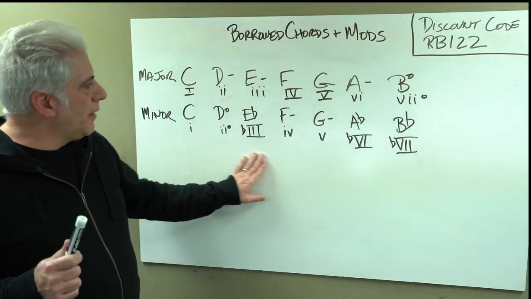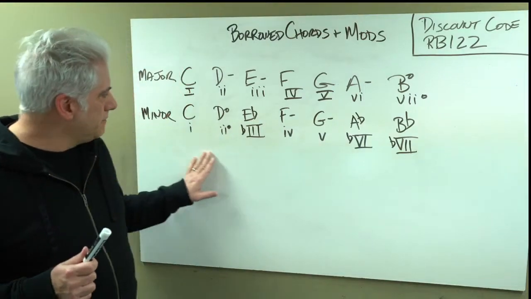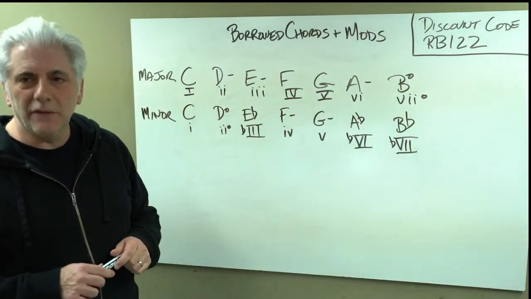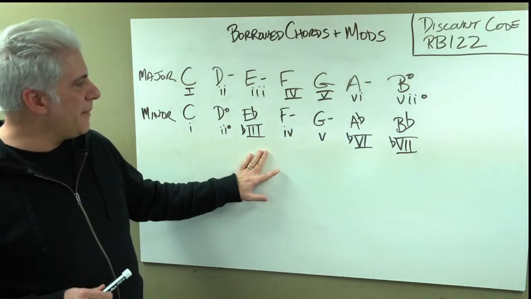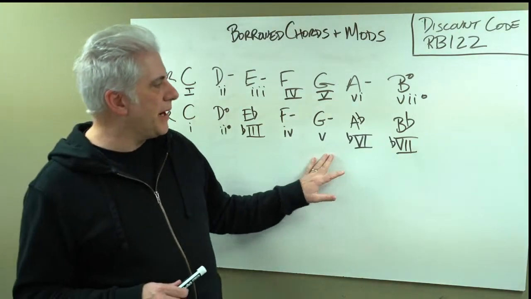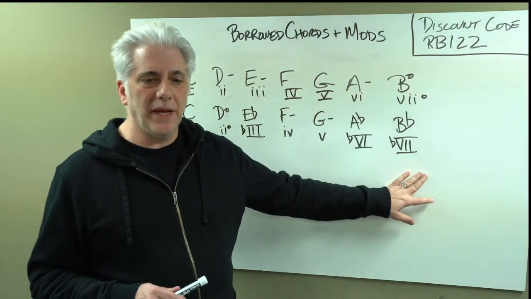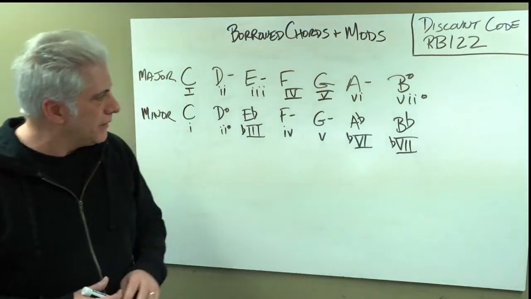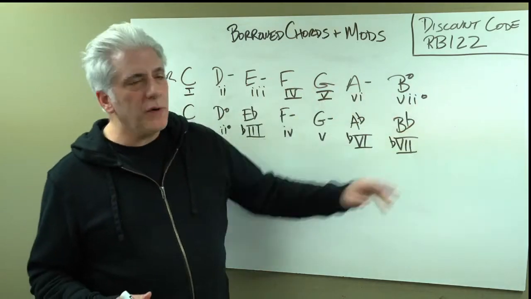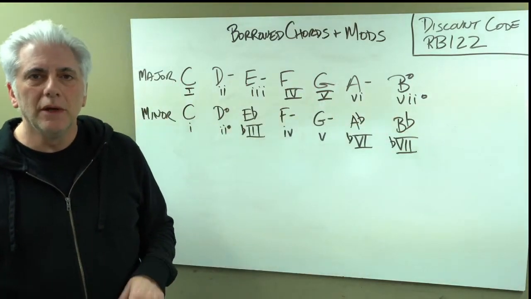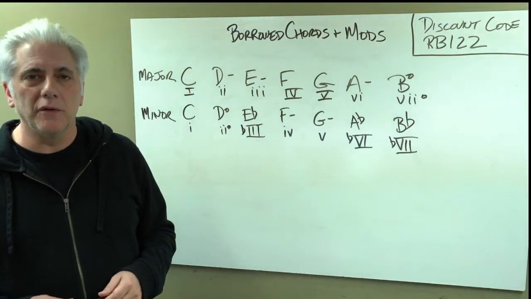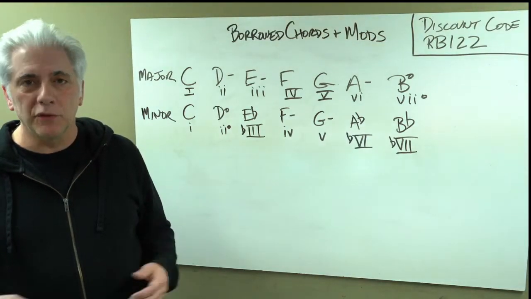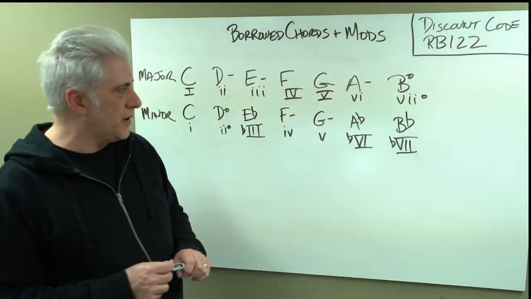Okay, so the parallel minor right here in the key of C, you have C minor, D diminished, E flat major, F minor, G minor, A flat major, B flat major. Okay, this is the parallel minor. So if we take the key of C major, the chords that are different in C minor are what we would call borrowed chords, or chords that could be used for modulation also.